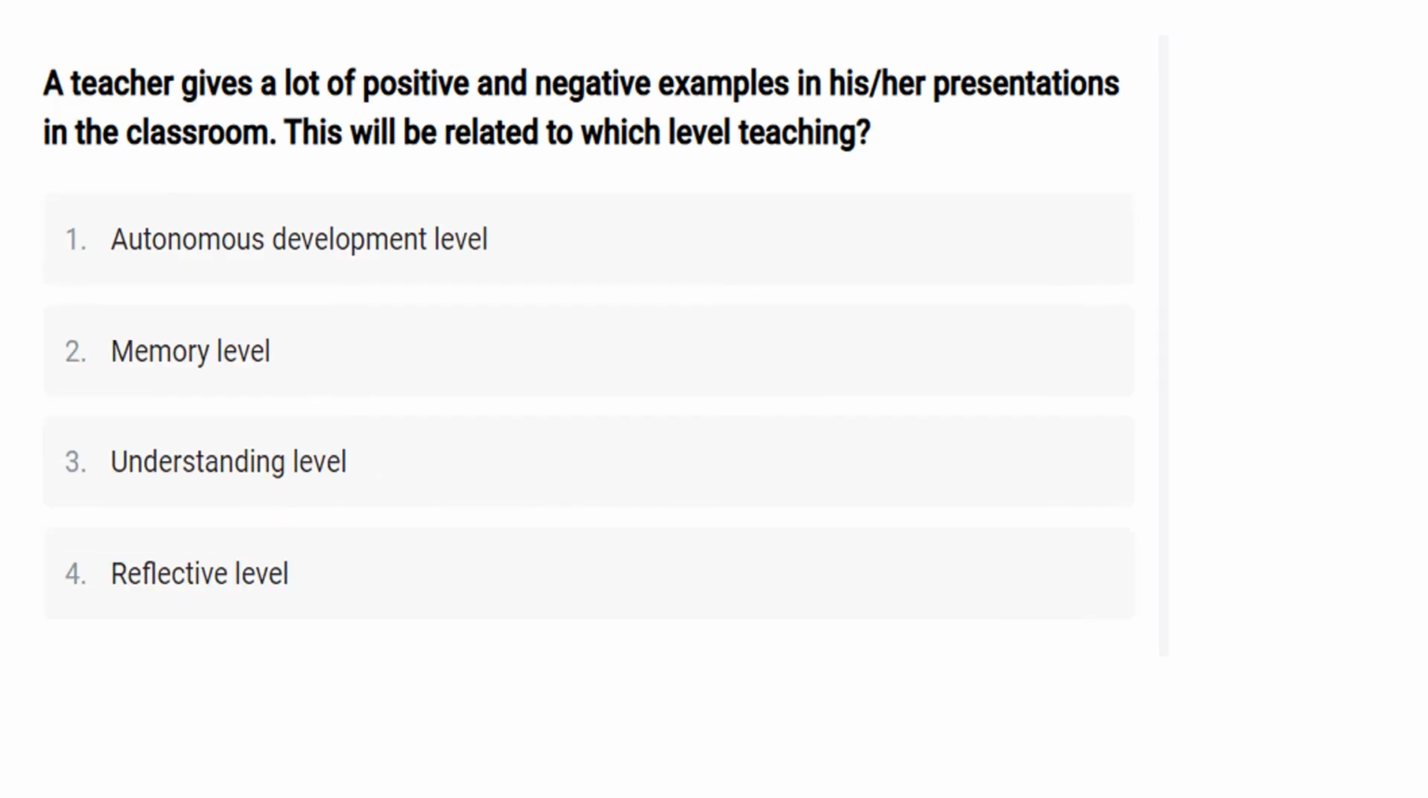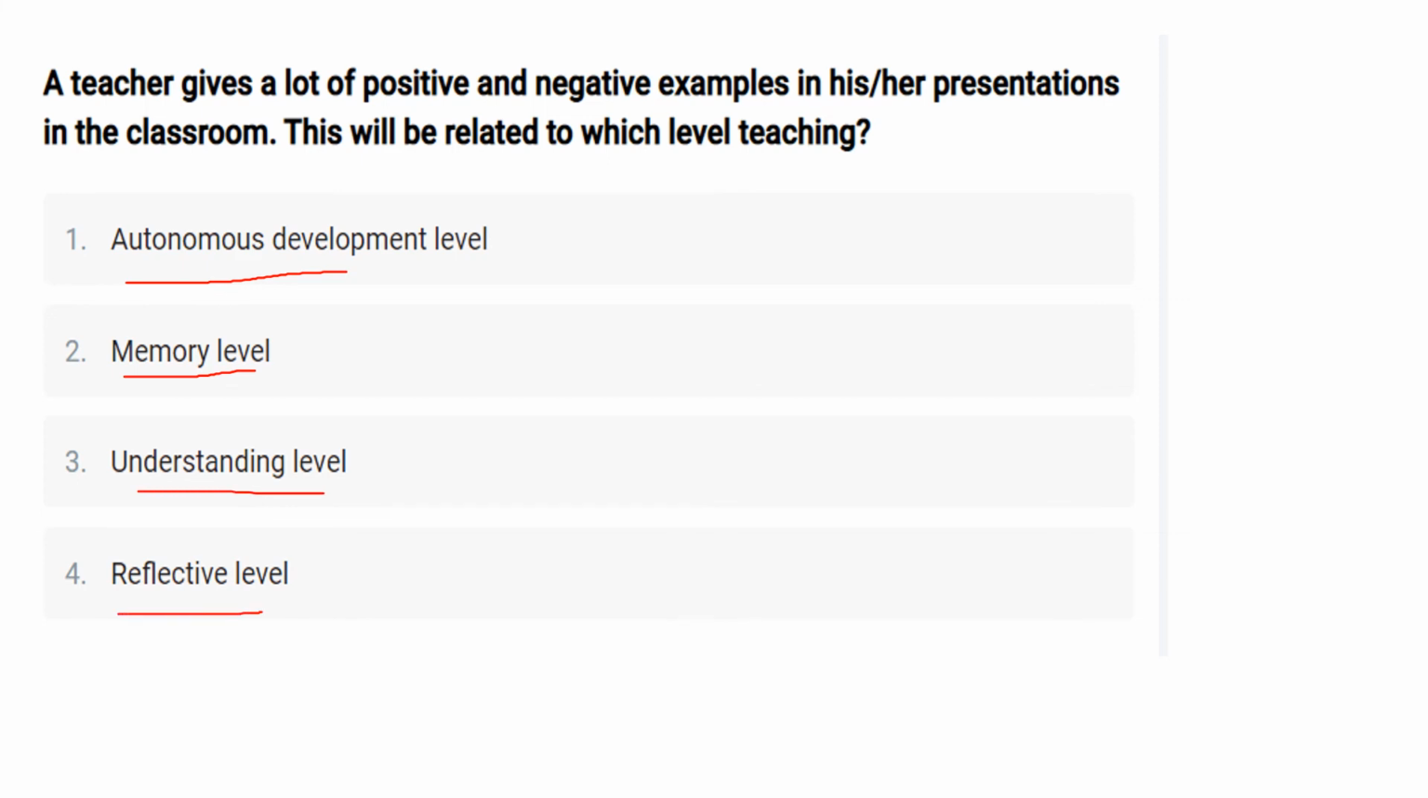A teacher gives a lot of positive and negative examples in his or her presentation in the classroom. This will be related to which level of teaching? So here in this question they ask you: a teacher, one who is teaching in the classroom, giving a positive as well as a negative example while giving the presentation in the classroom. So this is an example of which level of teaching? For this, the first option is autonomous development level, second one is memory level, third one is understanding level, and the last one is the reflective level.